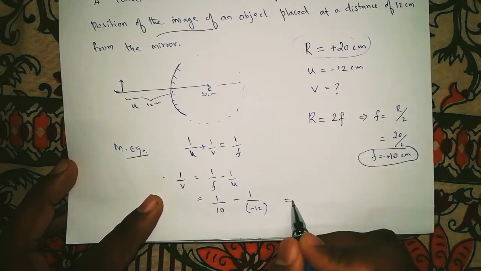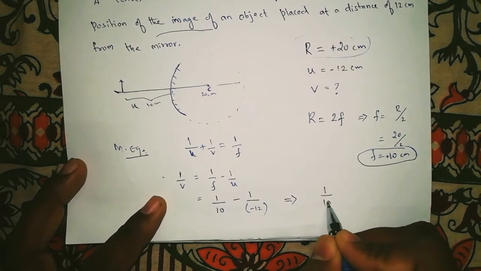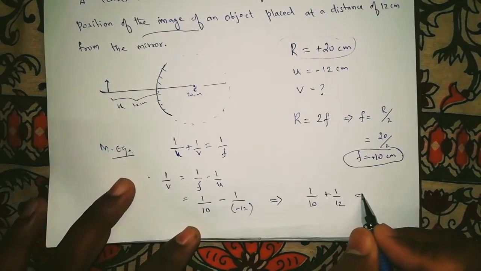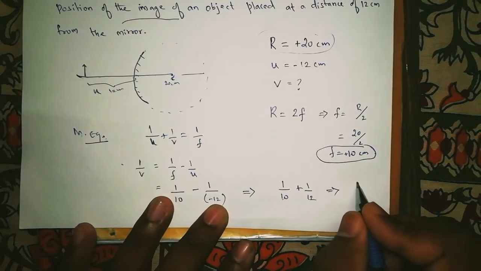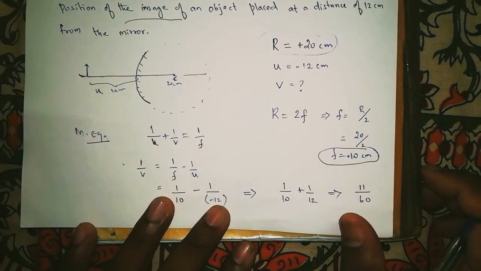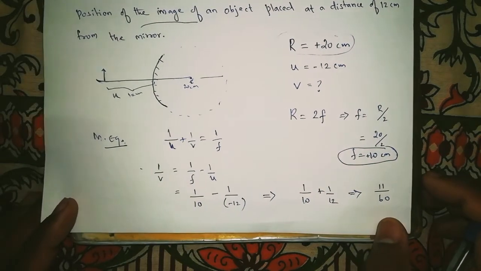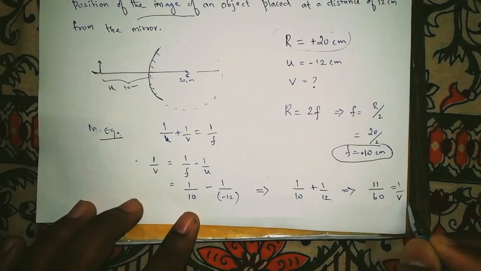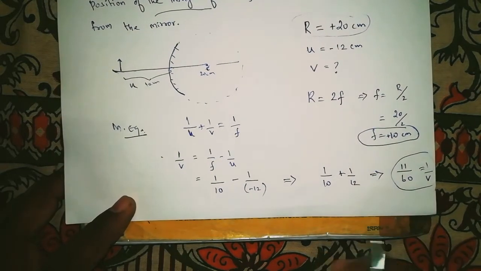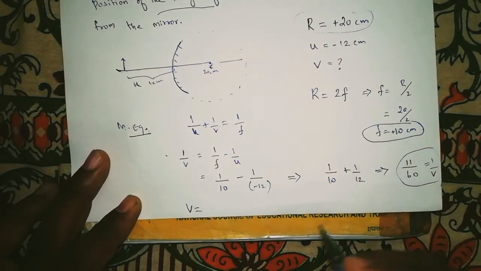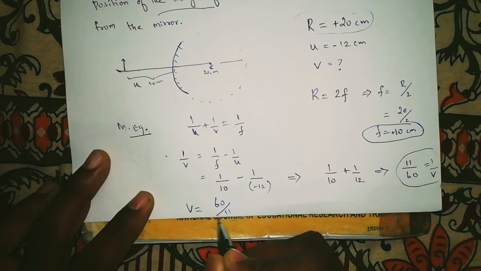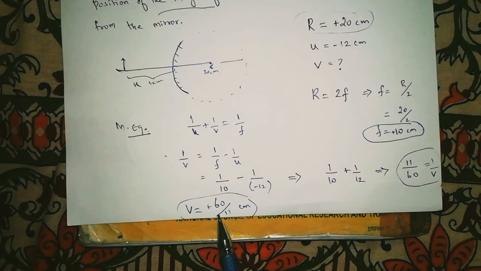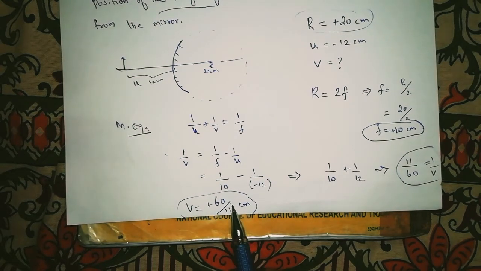So take an LCM of this. We write it like this, 1 by 10 plus 1 by 12. When we continue this, if you take an LCM, it becomes 11 by 60. So 11 by 60 is 1 by v. So what is v then? If we write v, it will be inverted, right? So 60 by 11, plus 60 by 11 centimeter. So this is the position of the image of the object, right?